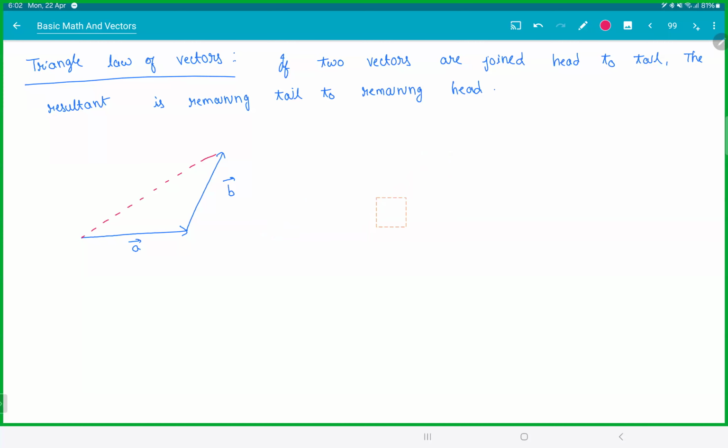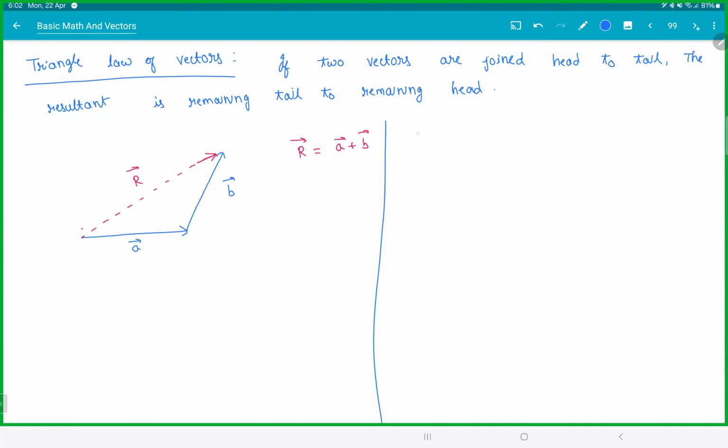Basically, the displacement. So the resultant vector is from the remaining tail. So this is the remaining tail and this is the remaining head. And this is how you join a head and a tail. So this is your resultant vector, R bar. So this is how we write. R bar is A bar plus B bar. This is a pictorial way of adding components.